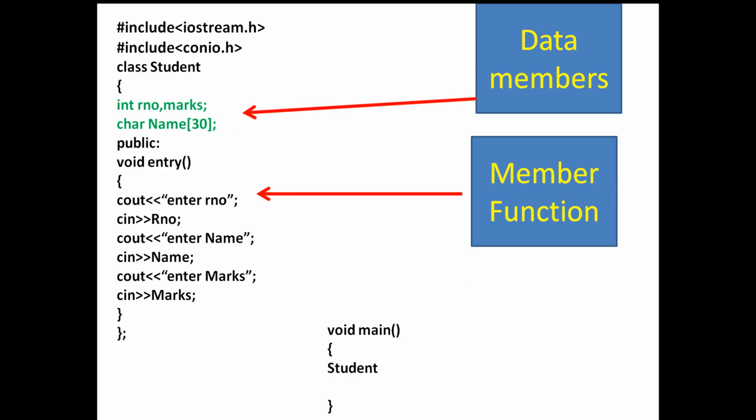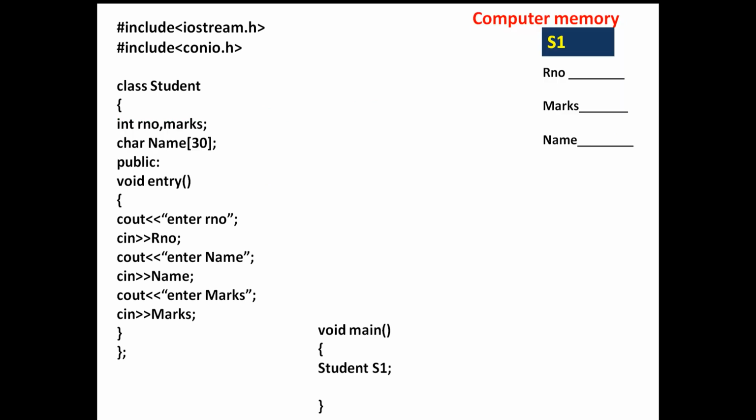Now to use the data member or member function of a class, we will have to declare an object. For declaring an object, first of all we write the class name. In main we are writing the class name, then S1 is the object name. So when we write the object name, then the object gets memory for every data member in memory. So S1 has got memory for roll number, for marks, for name.